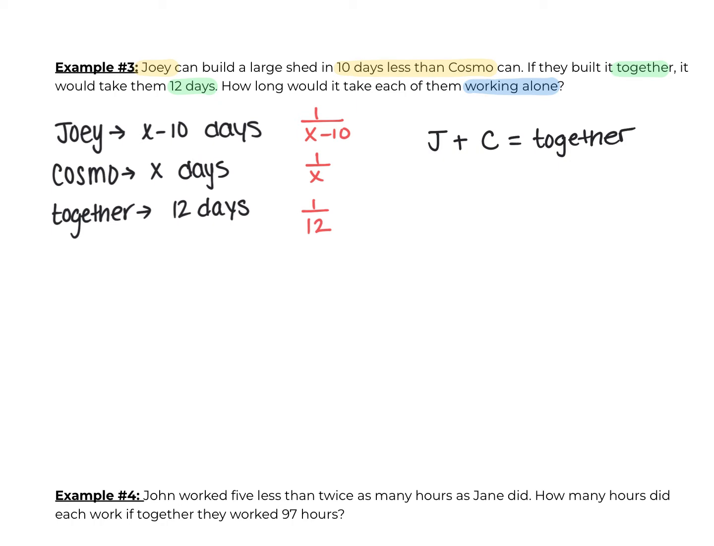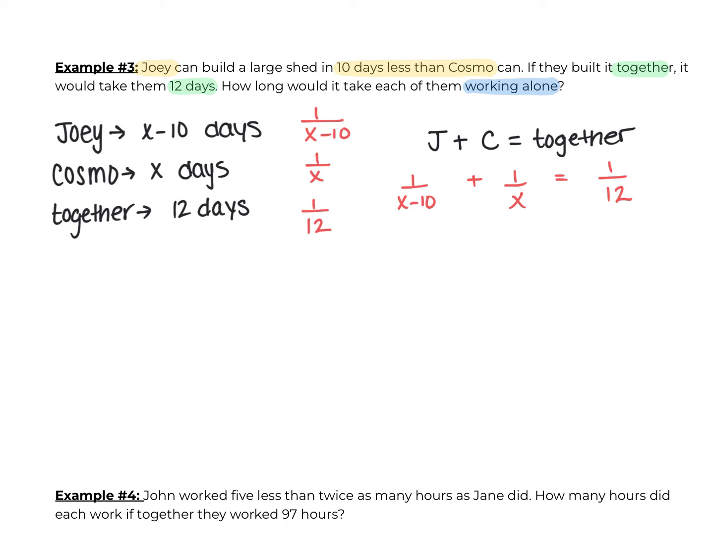So let's see what we have. Joey is 1 over X minus 10, plus Cosmo is 1 over X, must equal their together rate, which is 1 over 12. So we're going to find a common denominator.